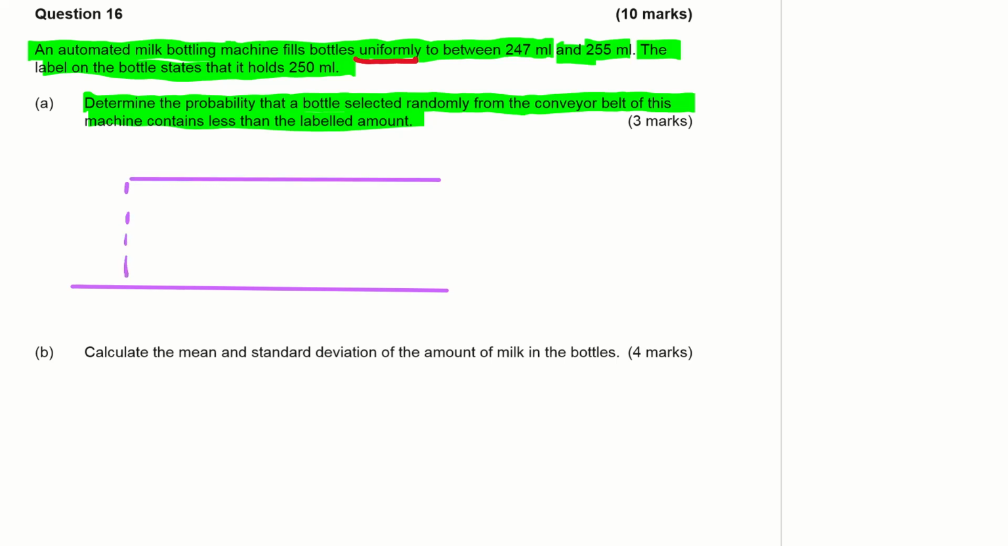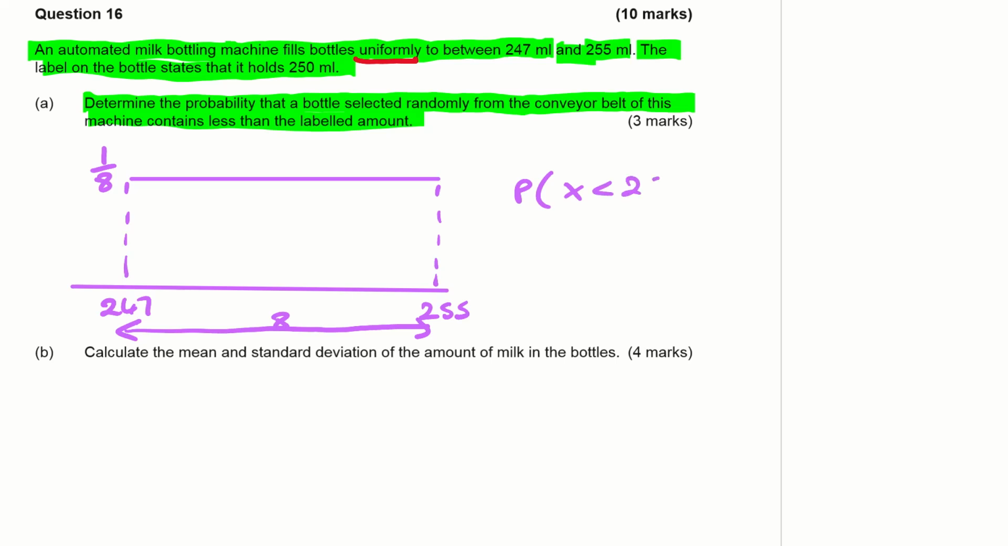So, fills uniformly between 247 and 255. That means that this gap is 8 units wide, which means the height here is 1/8. So if we want the probability of x being less than 250, that's going to be 3 wide, it's just 3 out of 8.